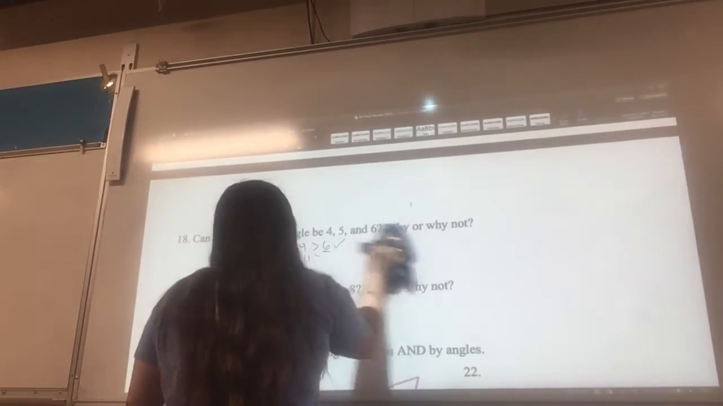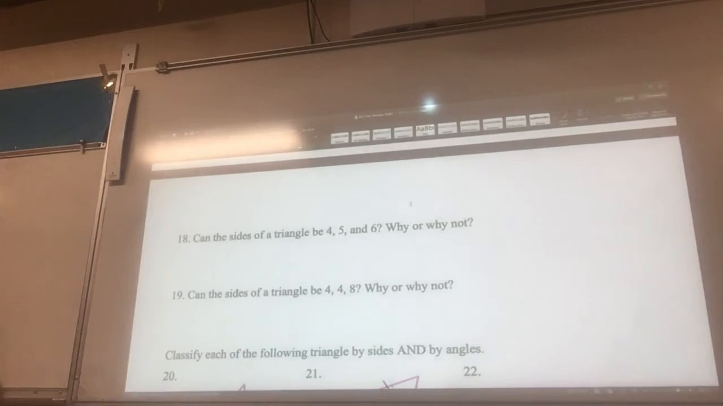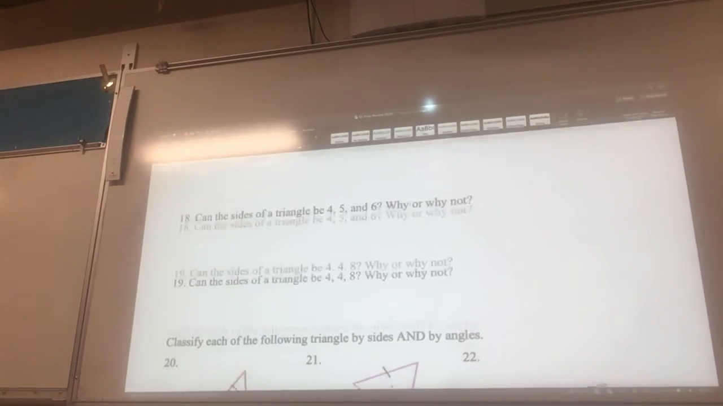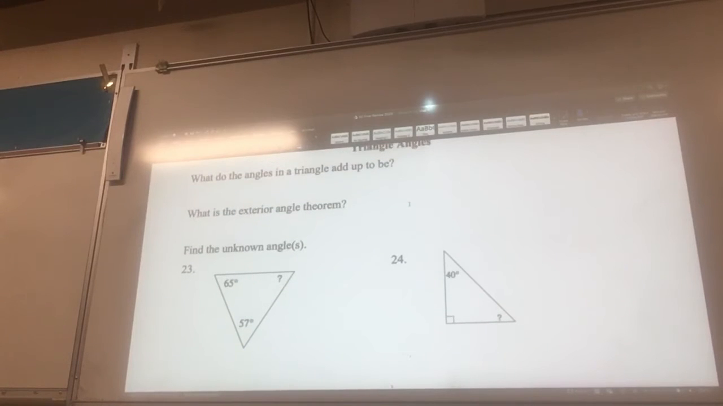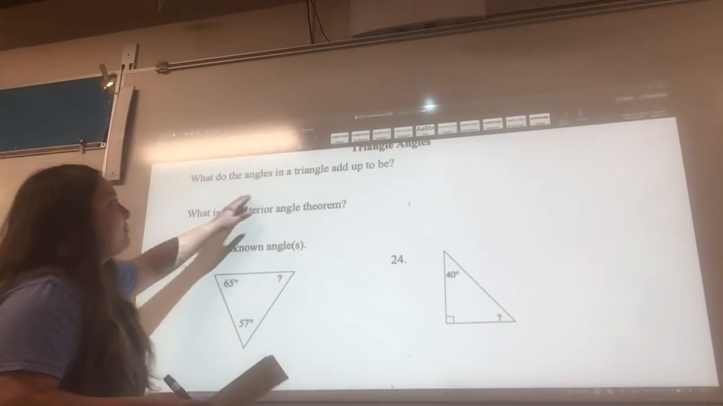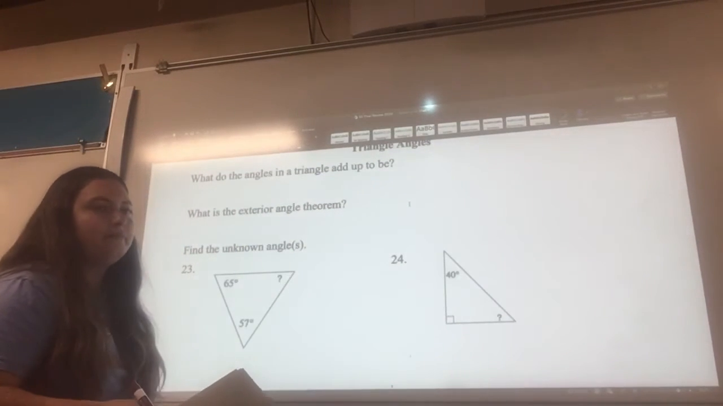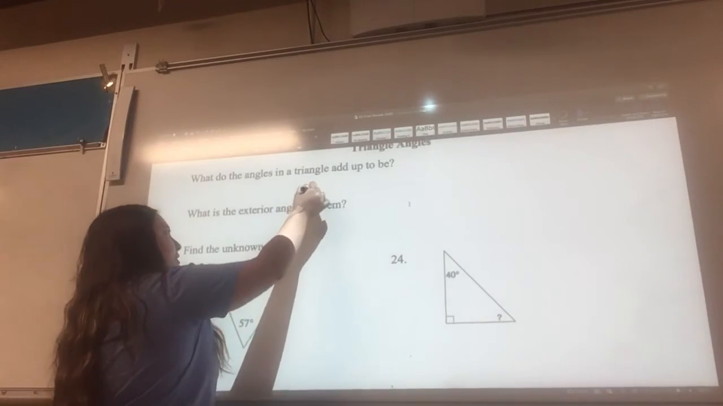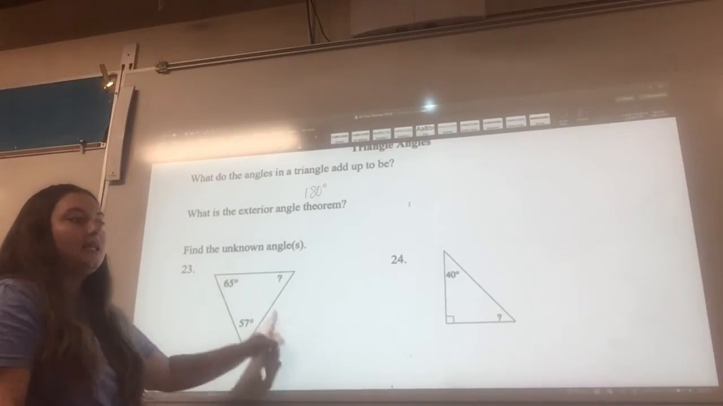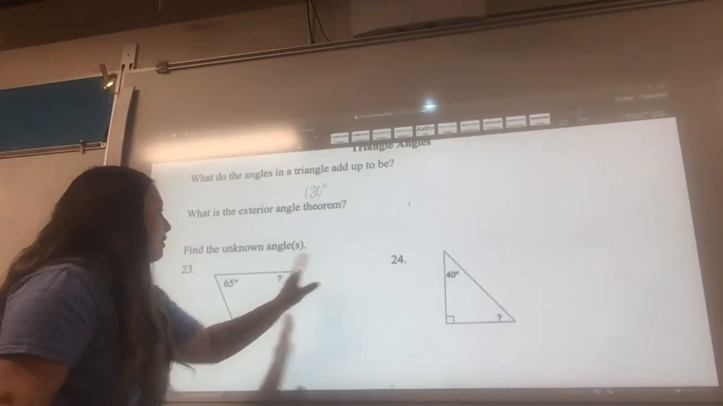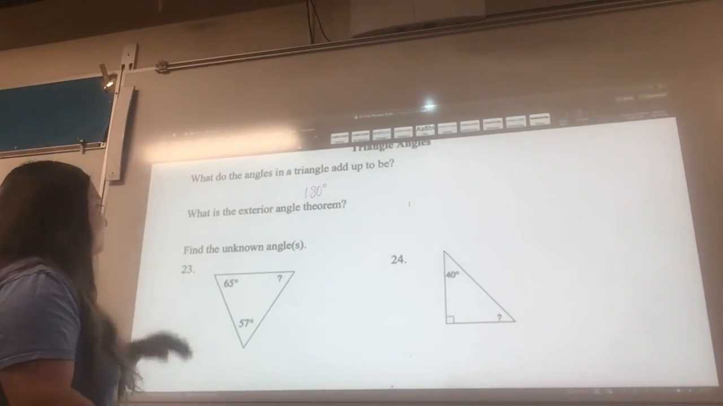On 20 through 22, those are classification of triangles. Beforehand, there were definitions. Those should help you out. Just as a quick reminder, what do the angles in a triangle add up to be? 180. Please remember, it's 180 degrees. So this plus this plus this equals 180. That is 23, 24, and 25 for you.